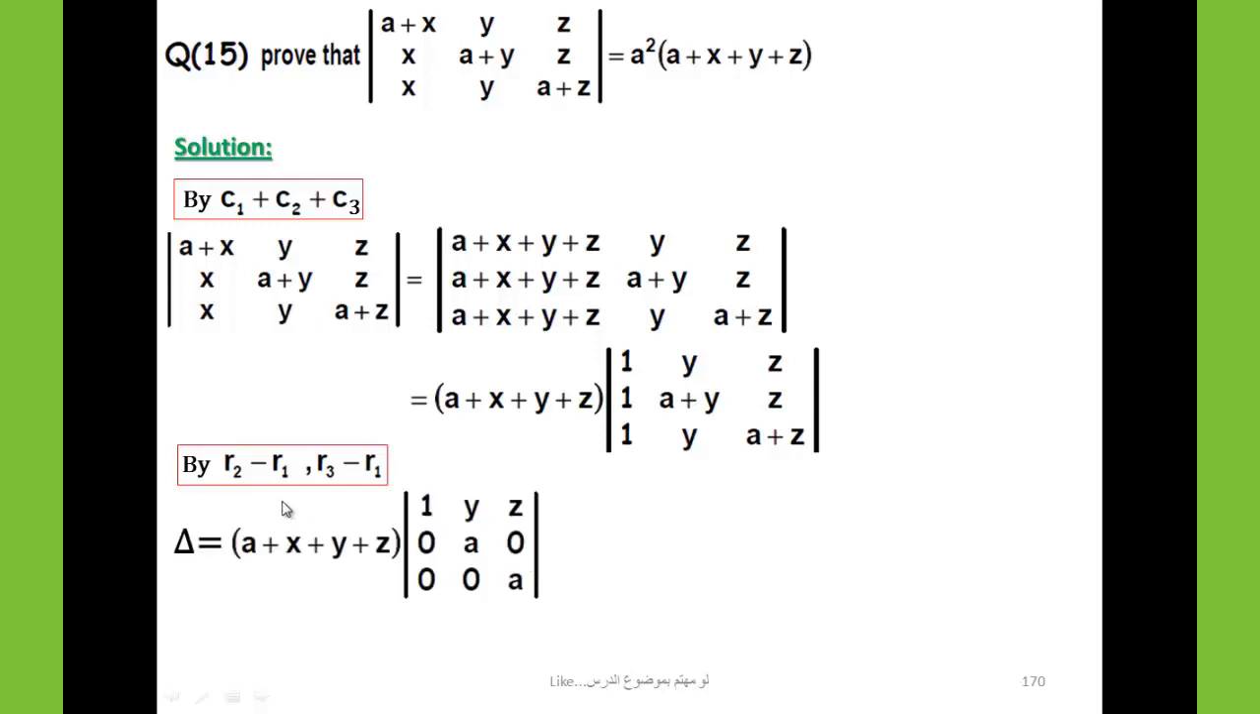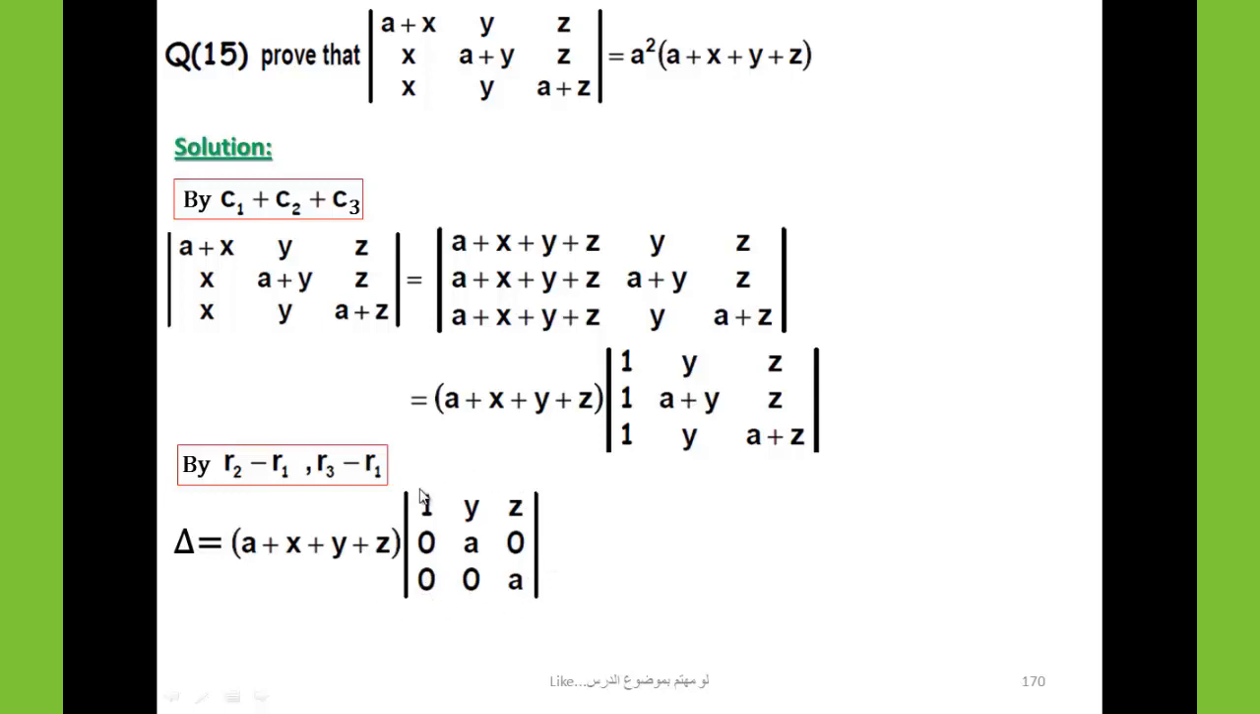So by R2 minus R1, subtracting R1 from R2, we get 0 here, and subtracting the first row from the third row, we get 0 and 0 here. Again, by R2 minus R1 and R3 minus R1, what do we get? We get the first row 1, y, z, the second row will be 0, a, 0, and the third row will be 0, 0, a.